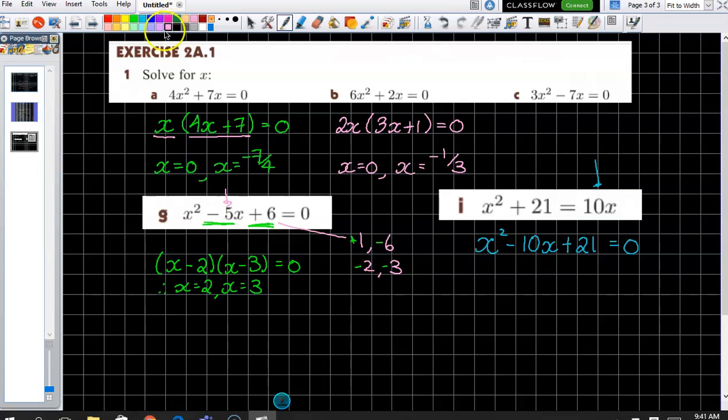So now, what are our factors of 21? Systematic, 1 and 21. 2 doesn't go in, 3 goes in, 7 times, 4 no, 5 no, 6 no, 7, got them all. So, what's the only pair that's going to give me minus 10? Yep. And what's a negative times a negative? Positive. So, x take 3, x take 7, equals 0.